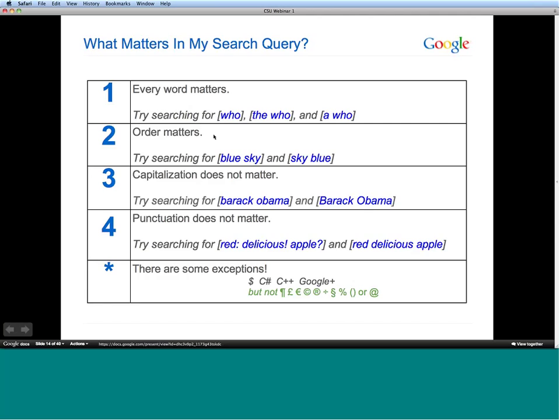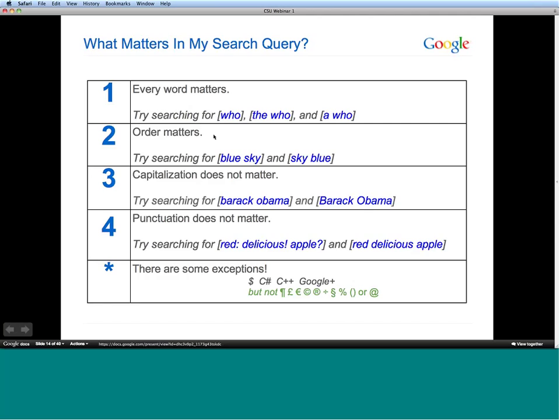Now, here are some things that matter and some things that don't. As we discovered by looking at the example of who and the who and a who, every word can matter. And also, as with snake grass and grass snake, the order matters. Something that doesn't matter is capitalization. There's only one instance in which capitalization is seen by Google. That's with the search term OR, which we'll cover shortly. But otherwise, we do not actually see any capitalization. I find it good housekeeping to type everything in lowercase. That way, I don't need to worry about it at all.